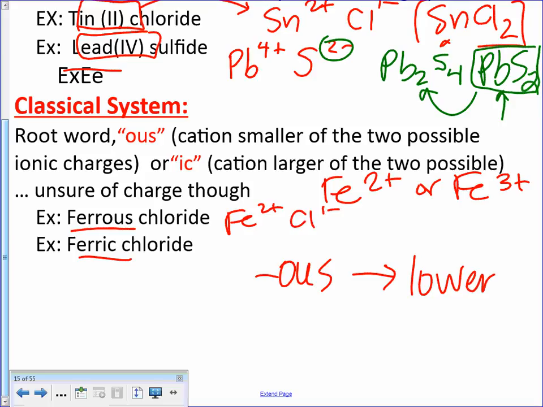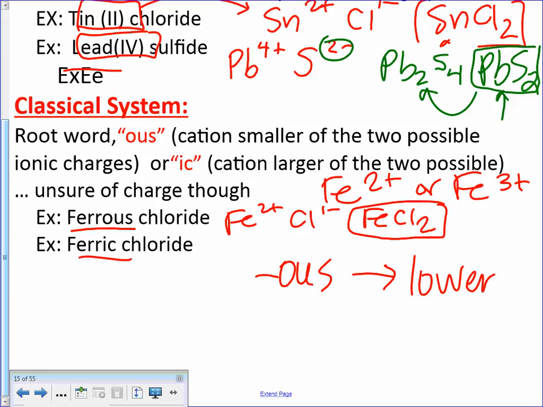Cl minus 1. Crisscross, what do you get? FeCl2 is ferrous chloride, also known as iron 2 chloride. They're the same thing, it's just that one way of naming it is called ferrous chloride. And you'll only say that a couple times, so I'm not going to emphasize this a whole lot.